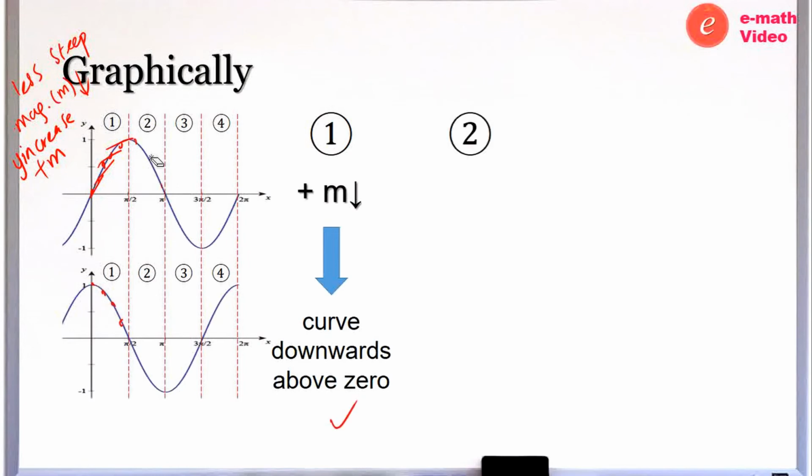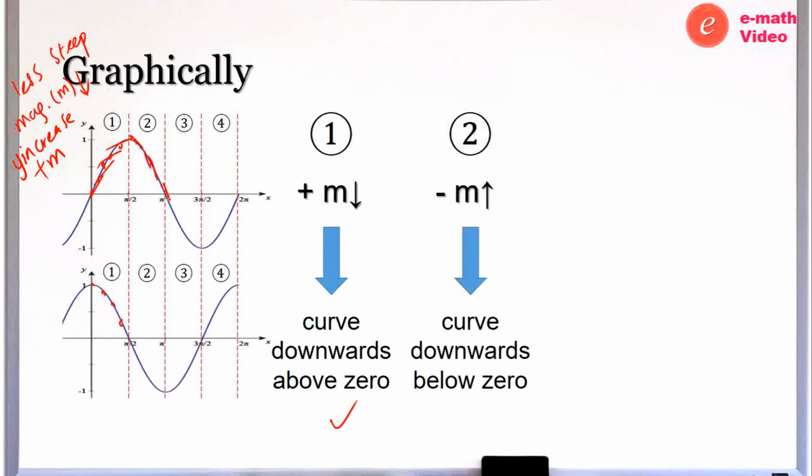For segment 2, the value of y decreases, and the curve becomes steeper and steeper. So, negative gradient increasing. Therefore, the derivative graph will curve downwards below 0. Check the cos curve, it will be true.